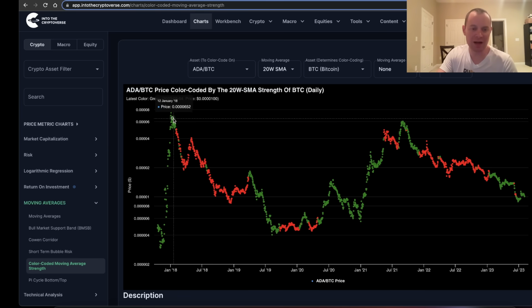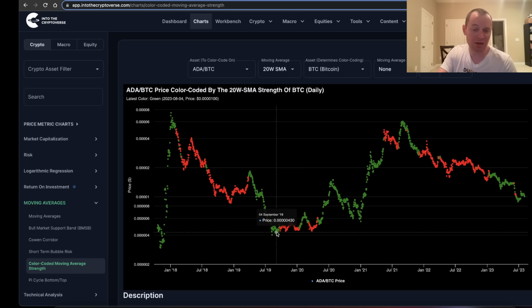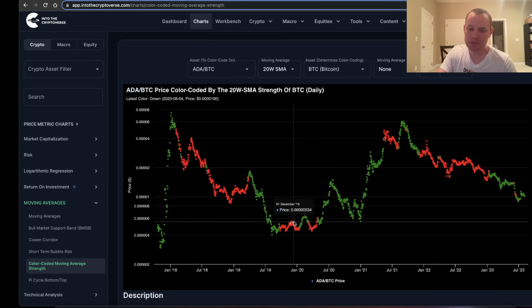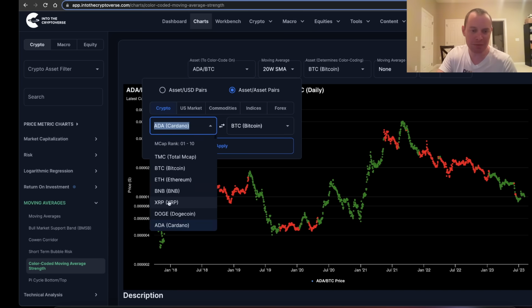Here's an example of that, right? ADA Bitcoin went down. Sometimes it went down when Bitcoin was below the 20-week, when it was color-coded red. And sometimes it went down when Bitcoin was above the 20-week, when it was color-coded green. But the point is that ADA Bitcoin went down no matter the direction of Bitcoin USD. Therefore, that's where the thesis comes from that Bitcoin dominance goes up no matter the direction of Bitcoin USD. It's because we see this trend on so many alt Bitcoin pairs, right?